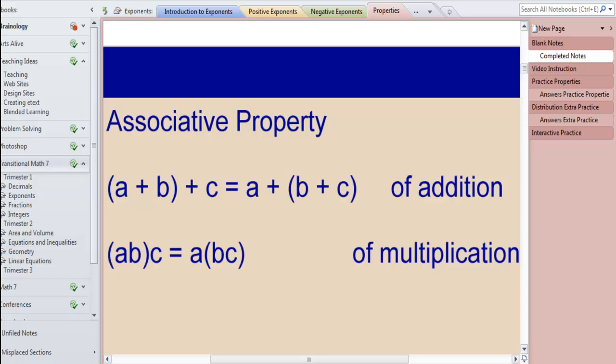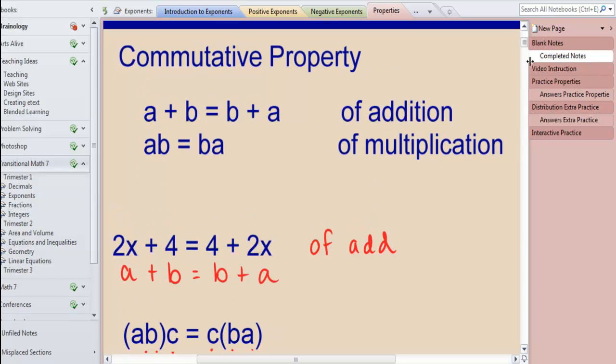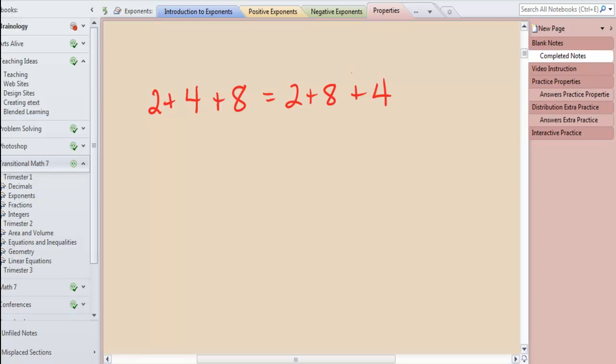Next we have the associative property of addition and multiplication, and it really states the same thing as the commutative property, only it's dealing with parentheses. The commutative property deals with working from left to right with our order of operations. For example, if I have 2 plus 4 plus 8, it might be faster to add the 2 and the 8 together to get 10 and then add the 4. The commutative property of addition is telling you can do that instead of having to work left to right, adding the 2 plus 4 first and then adding the 8.